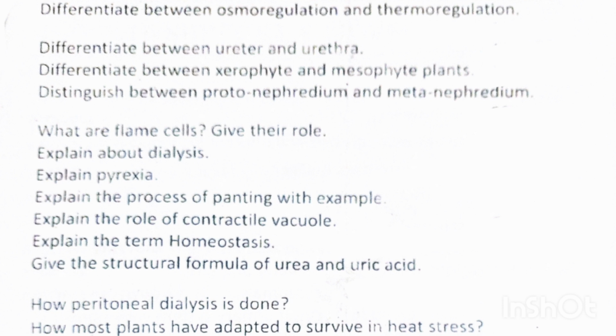What are flame cells? Give their roles. Explain about dialysis. Explain pyrexia. Explain the process of panting with example. Explain the role of contractile vacuole. Explain the term homeostasis. Give the structural formula of urea and uric acid.